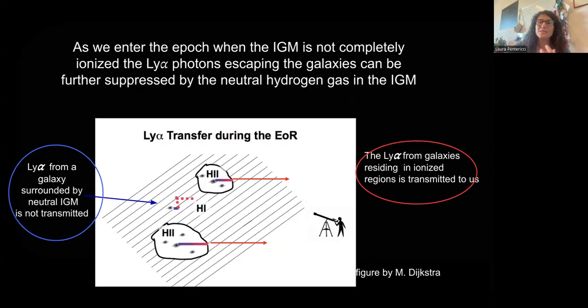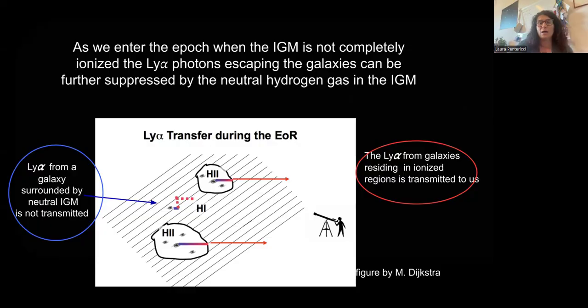But why is Lyman alpha important to probe the epoch of ionization? Because as we enter the epoch of ionization, an epoch where the IGM, the intergalactic medium, is not completely ionized, but there is also a lot of neutral hydrogen, the Lyman alpha photons that escape from the galaxy can be further suppressed by the neutral hydrogen also in the intergalactic medium.